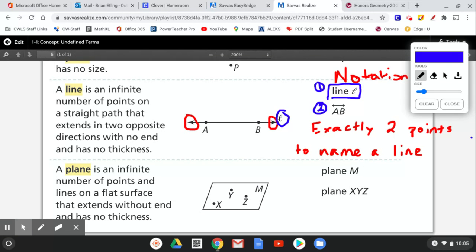Now, moving on to a plane. A plane is an infinite number of points on a flat surface that extends in every direction. So it's an infinite piece of paper is what a plane is. Typically you'll see it as a piece of paper or the sides in a 3D figure. The best way that I can explain something that's infinite, because our world is not infinite, the earth is not infinite, it ends, is this.